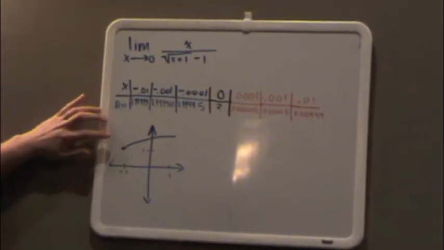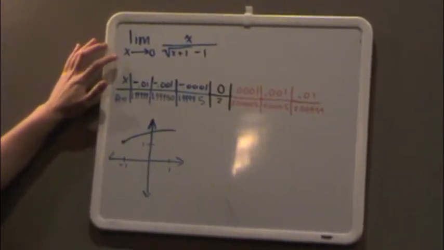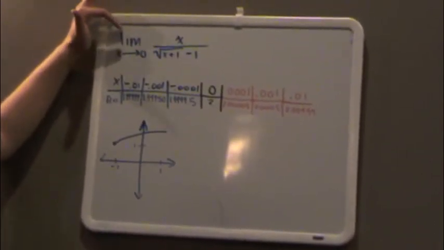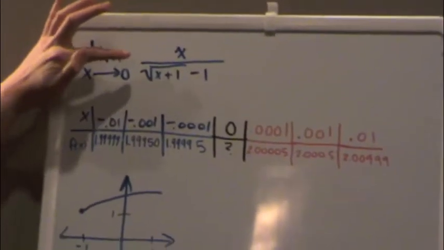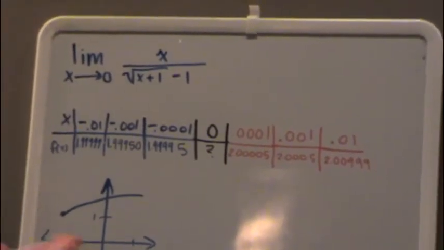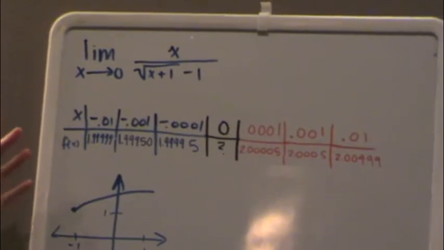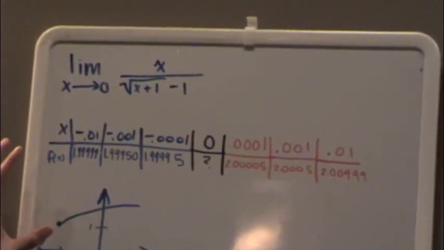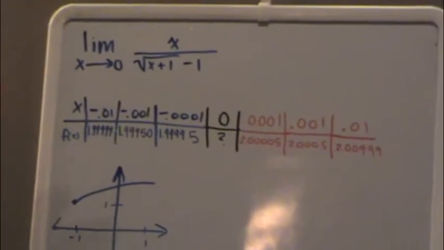Alright, so here's a graph for the function. We're going to try to find the limit as x approaches 0 of x over the square root of x plus 1 minus 1. And it's really hard to tell what the limit would be just by looking at the graph because it's somewhere in between like 1 and 2, like we can't really tell. And so this is just another way to find it.